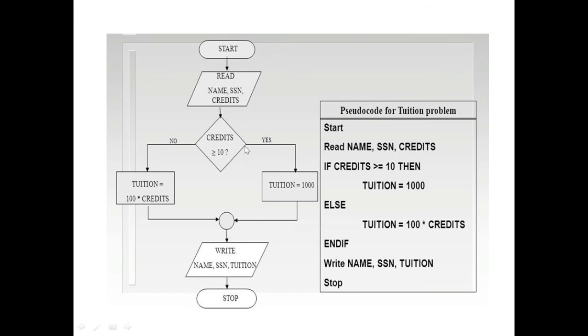So the diamond block will only encompass the condition, and there will always be two ways out of it, or sometimes three if it is an else if block. That is, if this is true, then I will do this; else if this is true, I will do this; and if nothing is true, I will do this. So it can have three conditions out of it, or multiple conditions, but then we have to use multiple diamond blocks in that case.